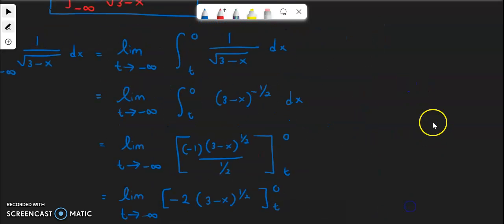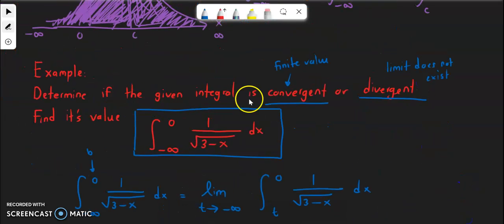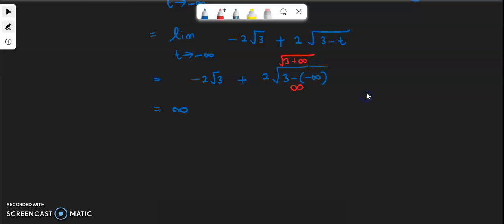Now, the question said to determine if the given integral is convergent or divergent. From the solution, you are not getting a finite value. So the limit is infinite, so the integral is divergent. As simple as that. You solve the problem, and if you don't get a finite number, it means it's divergent.